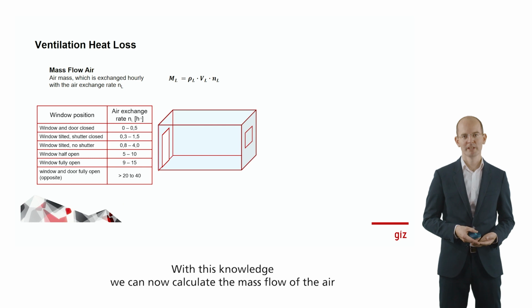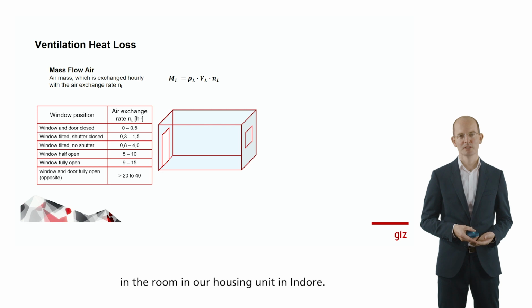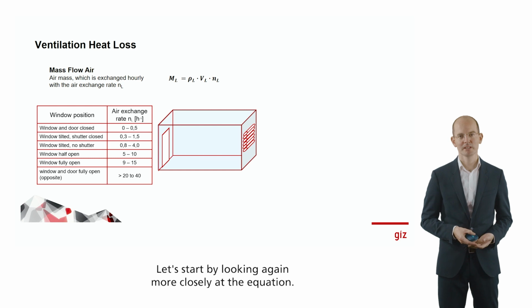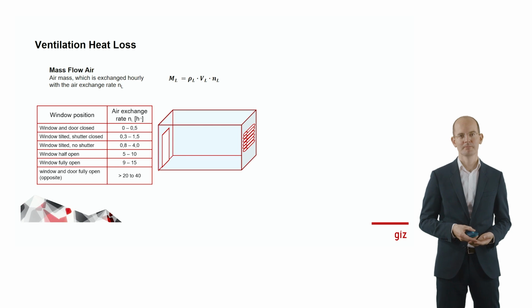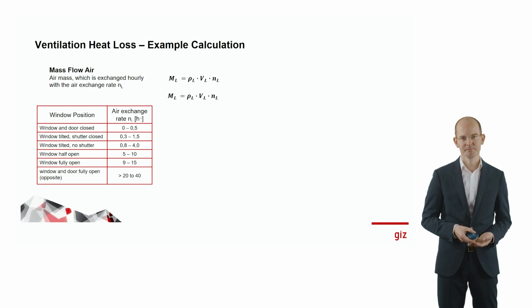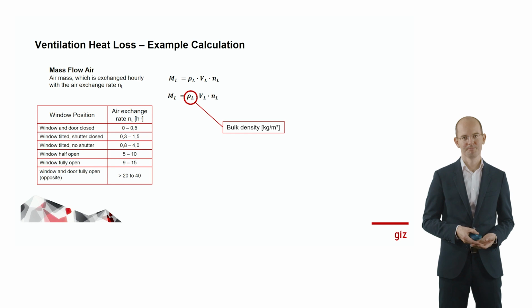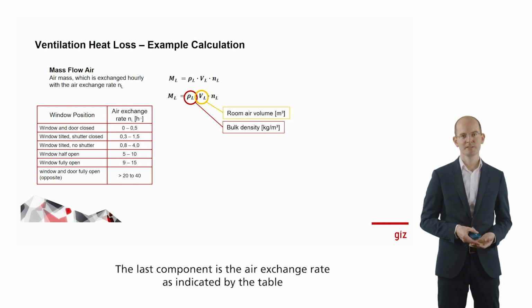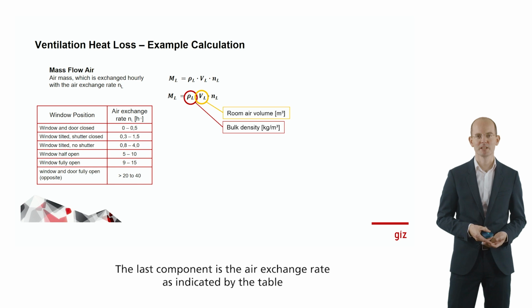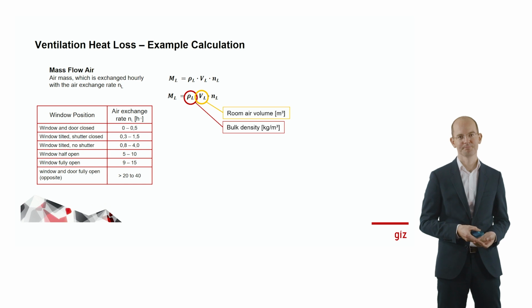With this knowledge, we can now calculate the mass flow of the air in the room in our housing unit in INDORE. Let's start by looking again more closely at the equation. What input data do we need? The first information is the bulk density of the air. The second component is the room air volume, which we look at. The last component is the air exchange rate as indicated by the table on the left-hand side of the slide, according to the openings in the flat.